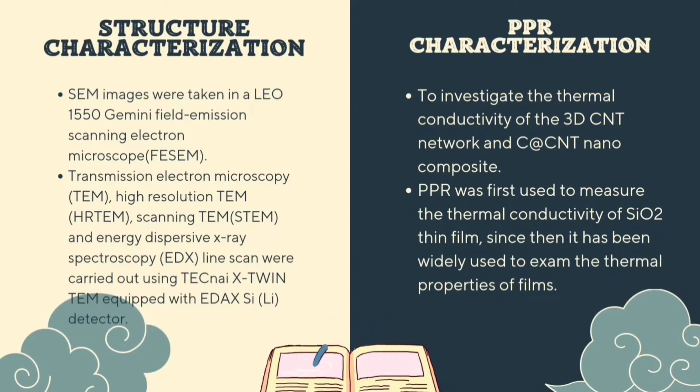PPR characterization. The PPR technique was employed to investigate the thermal conductivity of the 3D CNT network and the C/CNT nanocomposite. PPR was first used to measure the thermal conductivity of silicon dioxide thin film. Since then, it has been widely used to examine the thermal properties of films. To enhance the heat absorption, a 250 nanometer gold layer is evaporated on the surface of the samples.